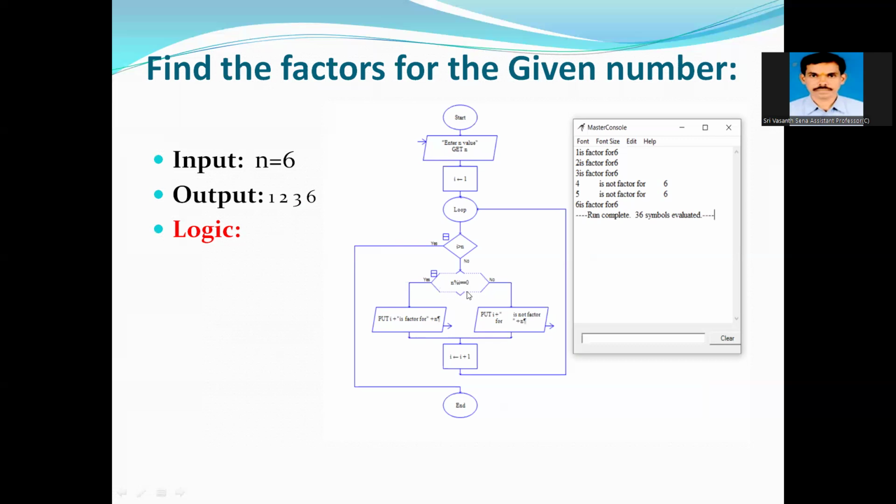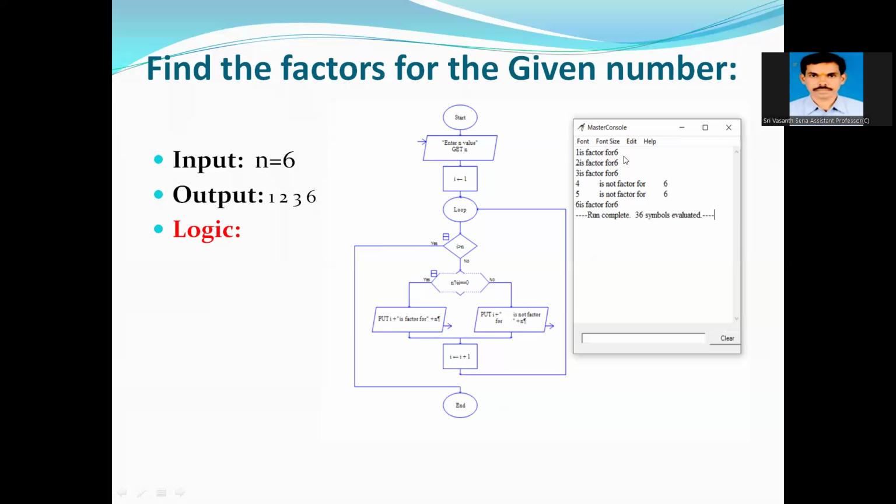n modulo I. This modulo division checks for the remainder. So 6 modulo I. This condition is true. Then I am displaying that 1 is a factor of 6. Then I am incrementing the I value. Again the loop executes until this condition becomes true. Once the condition is true, it will come out of the loop.